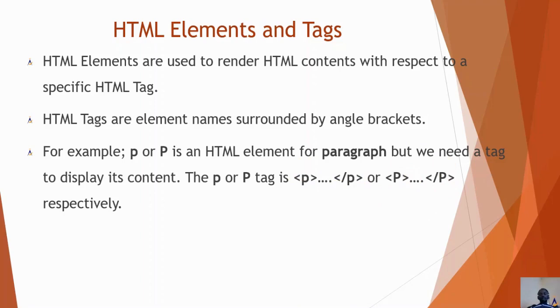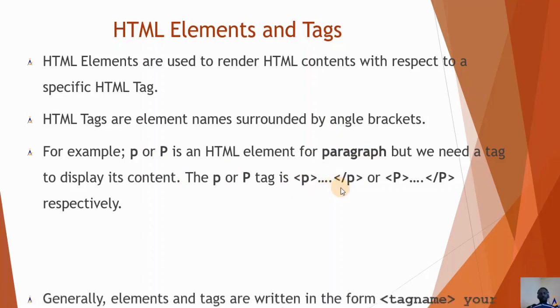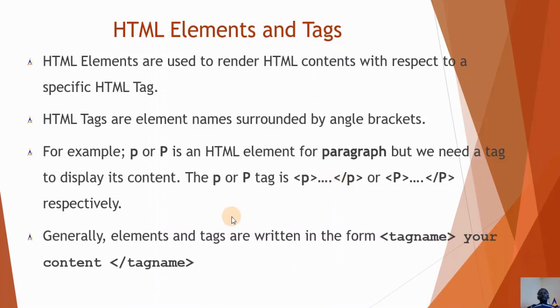So this is a tag for paragraph, and this is an element for paragraph. But you can find other people calling this an element or this a tag, whatever the case. As long as you know how to use the syntax, it doesn't matter. Let's go on. Generally, elements and tags are written in the form of tag name, your content, and then you write the similar tag name, but before that similar tag name you put a forward slash to mark that this is an ending tag or a closing tag.